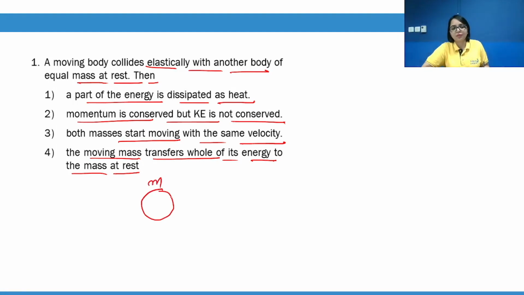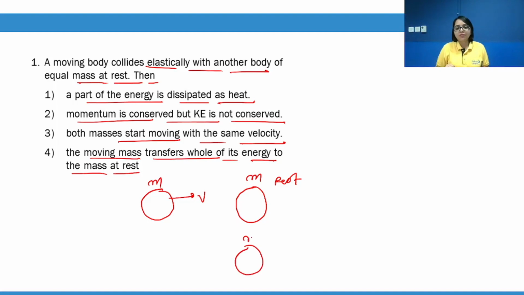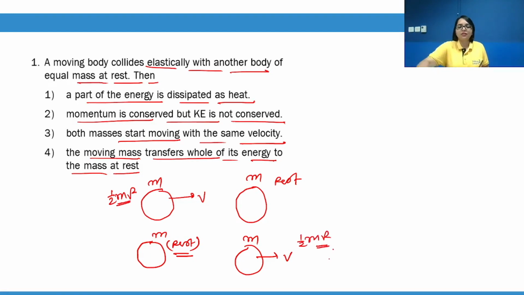A body of mass m is moving with some velocity v, and another similar body of mass m is at rest. And the nature of the collision is elastic. That means if similar bodies collide with each other elastically, what happens? They exchange their velocities. So after collision, the second body will gain velocity v and the first body will be at rest. Fine. So what is happening over here? The first body is transferring its entire energy to the second body. That means option 4 is correct. The moving mass transferred whole of its energy to the mass at rest.